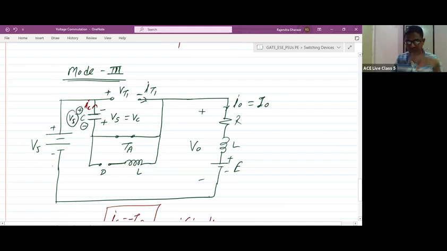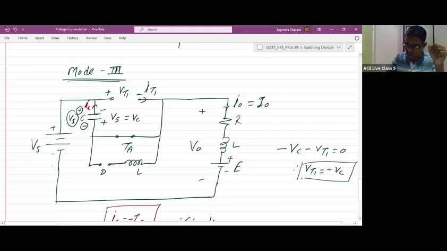Is this clear? But your Vc is already negative, right? Vt1 is equal to minus Vc. Either you can apply KVL to this loop, you will understand. If I apply KVL to this loop, it is minus Vc minus Vt1 is equal to 0. So therefore Vt1 is equal to minus Vc, right? The capacitor voltage is negative actually.